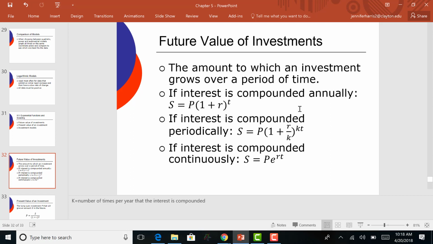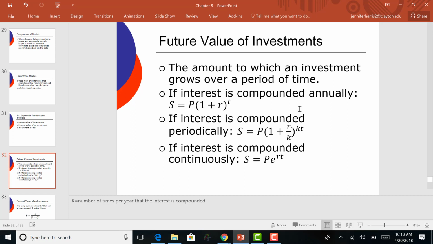What variable am I letting represent the compounding? The I. In this one? The K. So notice there's an R here, a T here, we've got an R and a T here, and we've got a P. What's different is the K. The K represents the compounding.